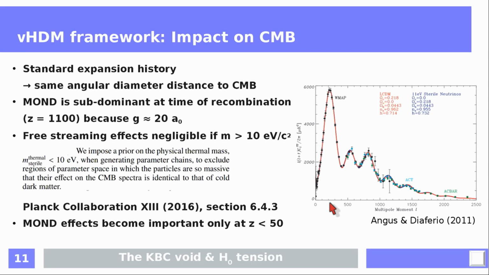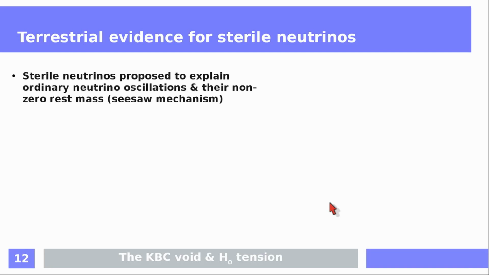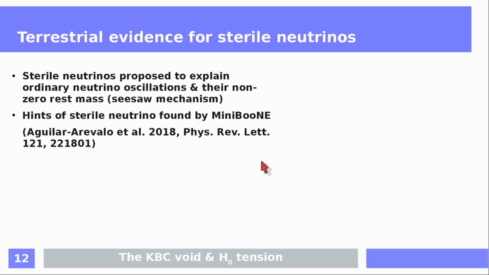Right, so this is essentially all I wanted to say regarding the early universe in the MOND nHDM framework. The sterile neutrino is obviously one aspect of this model. There is also some independent evidence from terrestrial experiments for these sterile neutrinos. They've been proposed to explain why the ordinary neutrinos have mass, which is by now well established. One possibility is this seesaw mechanism. In addition, there are actually hints of a sterile neutrino in some studies.